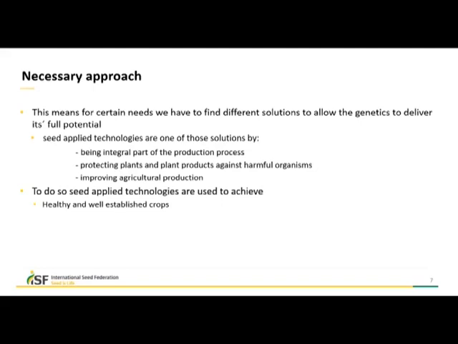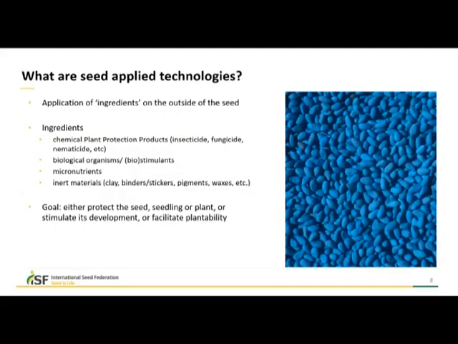Thank you, Klaus. So we're talking about seed applied technologies. What are these? Simply put, it's the application of ingredients on the outside of the seed. And ingredients can be several fold. It can be plant protection products, insecticides, fungicides. It can be biological organisms or stimulants, biostimulants, micronutrients, and all of that together with inert materials like clay, binders, stickers, pigments, etc. And the goal of this is either to protect the seedling or plant, or to stimulate its development or facilitate plantability.